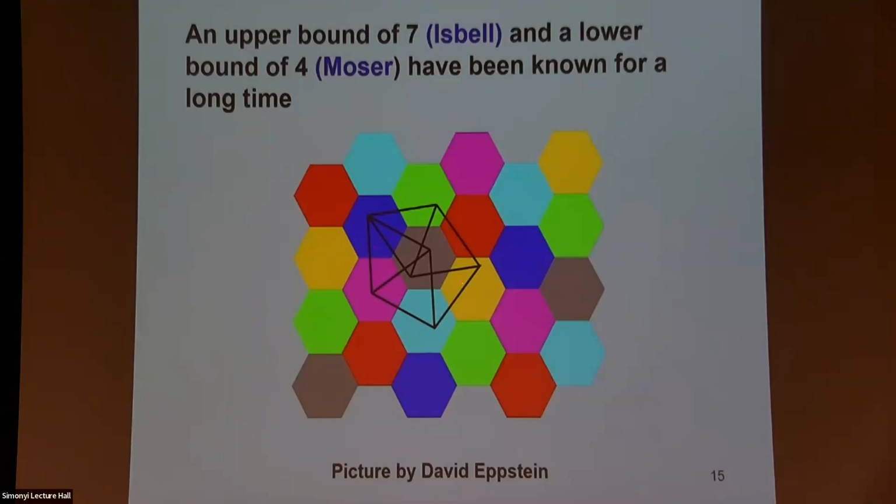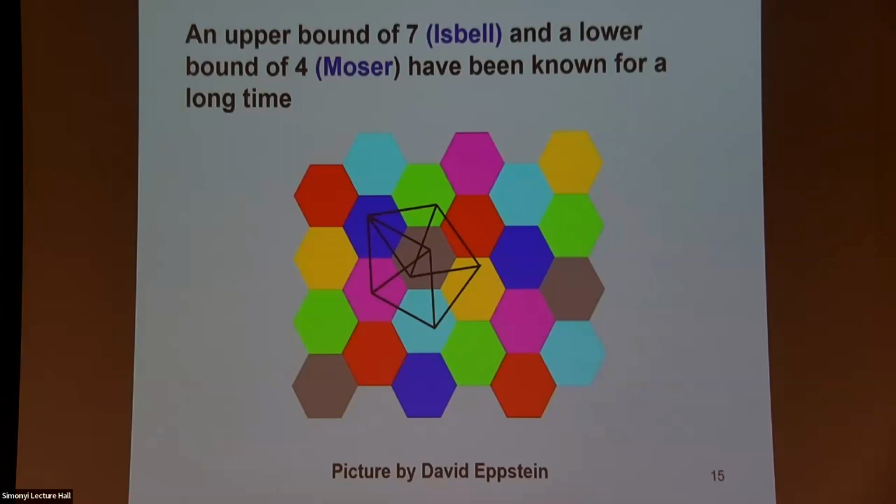And the upper bound is, you take a periodic tiling of the plane by hexagons, and the diameter of each hexagon is just a little bit less than 1. And then you can color them by 7 colors. And this is what you see here.